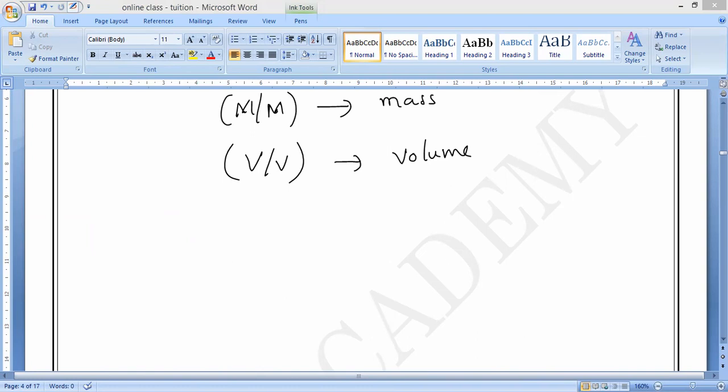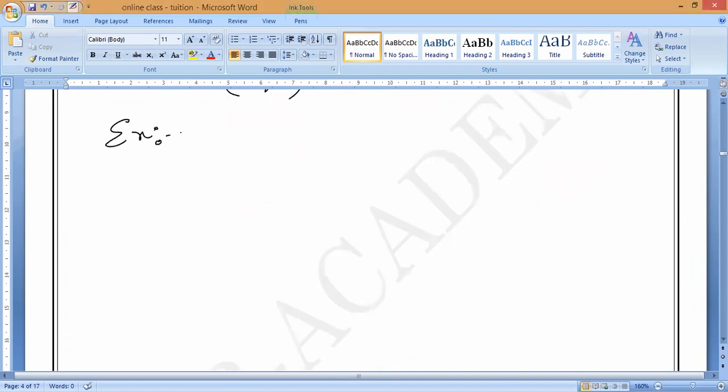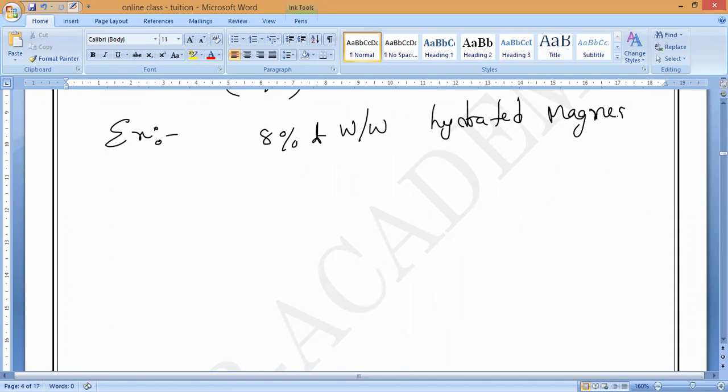Now, for example, you can see it in sanitizers or other products if you observe carefully. Let me take milk of magnesia. You can see words written on the label of the bottle: containing approximately 8% weight by weight of hydrated magnesium oxide. What do we write? Hydrated magnesium oxide. 8% of weight by weight hydrated magnesium hydroxide.